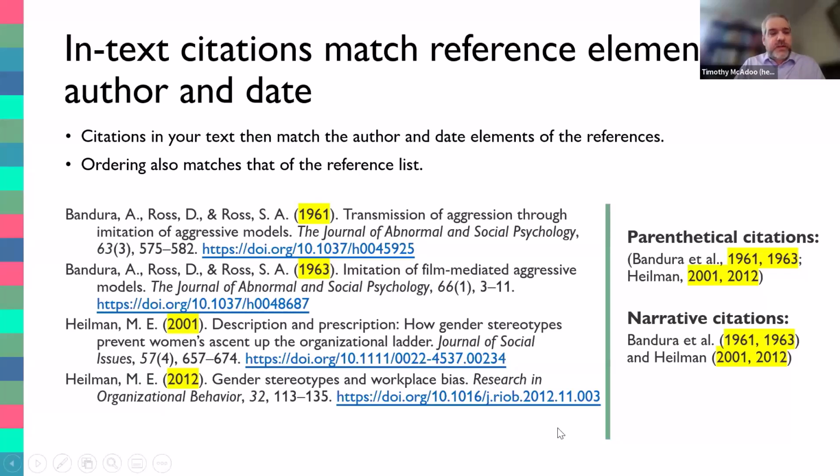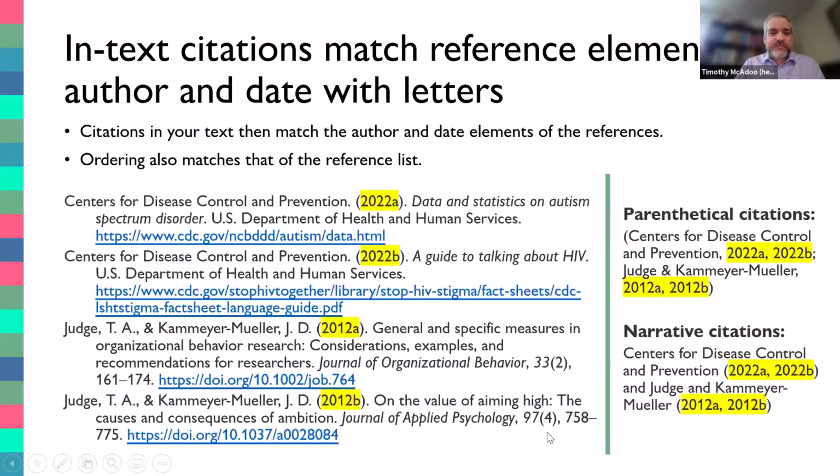So next slide, please. And so likewise, these are more of the references we looked at earlier. These are cases where the author element and the date element were perfect matches, so we added those a's and b's. And because we did that work in the reference list, the citations are simply matching the year as it appears in the reference. So the author names match the name in the reference and the dates match with the letters assigned.